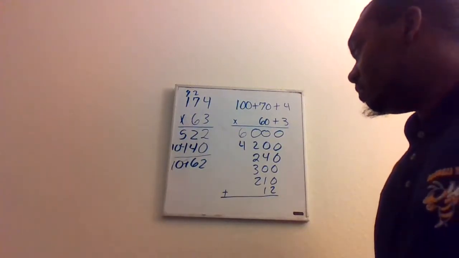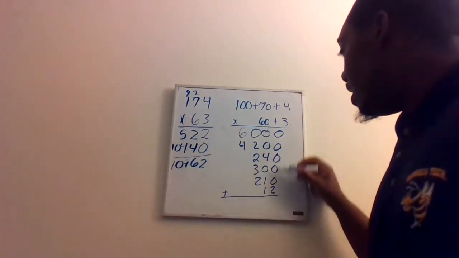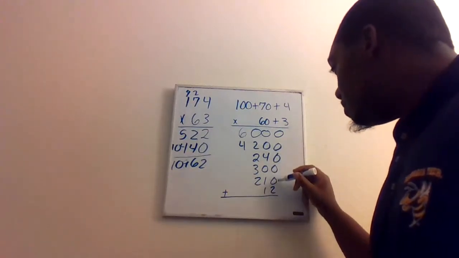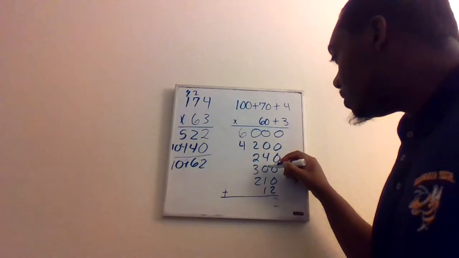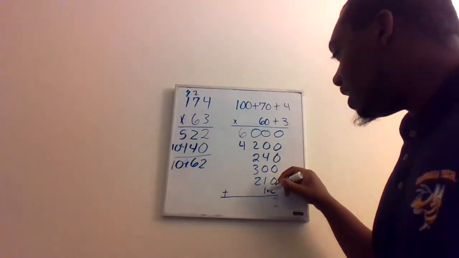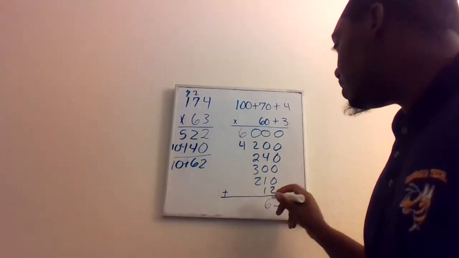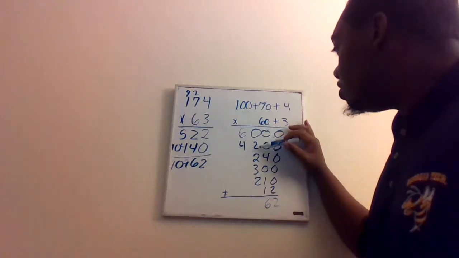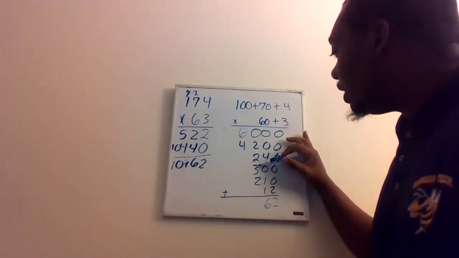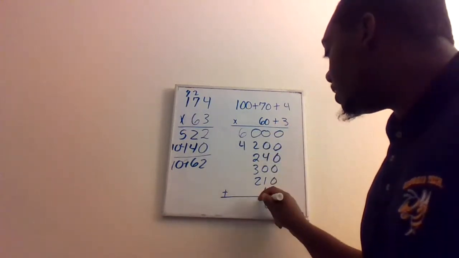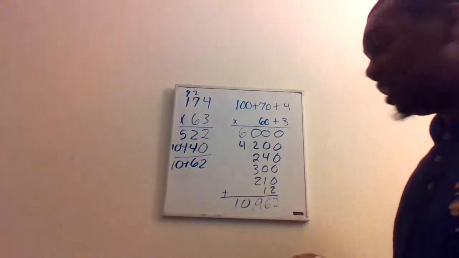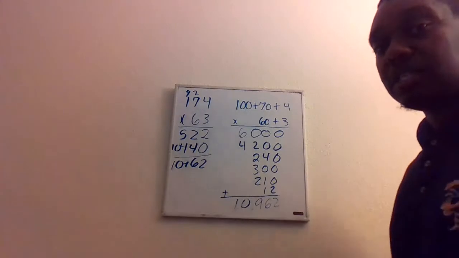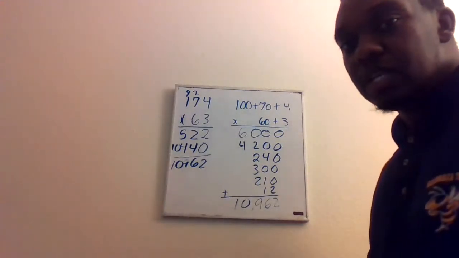So in this instance, we can now just add. And we get 0 plus 0 plus 0 plus 0 plus 0 plus 2. That's 2. 0 plus 0 plus 4 is 4. Plus 0 is still 4. Plus 1 is 5. And now we get 6. And we get 2 plus 2 is 4, plus 3 is going to be 7, plus 2 is going to be 9, and 6 plus 4 is going to be 10. So once again, we get 10,962.